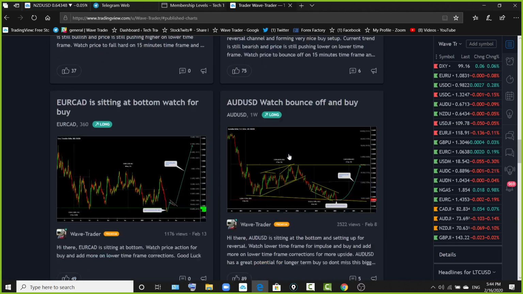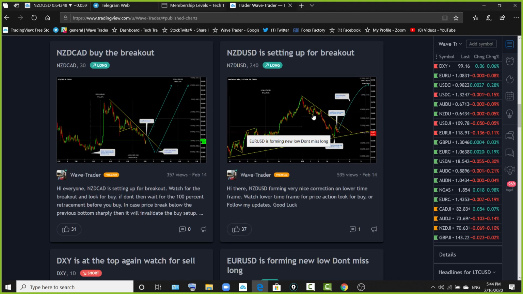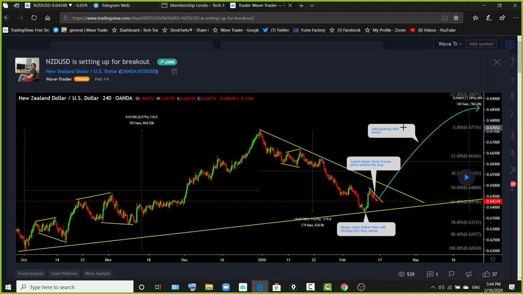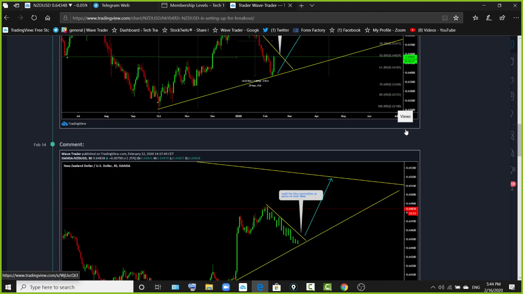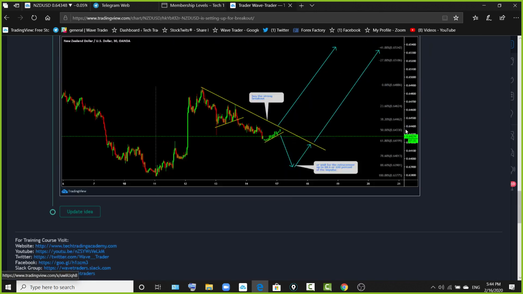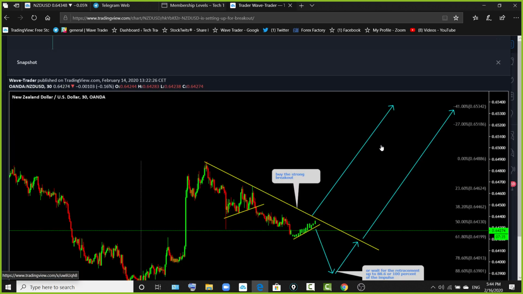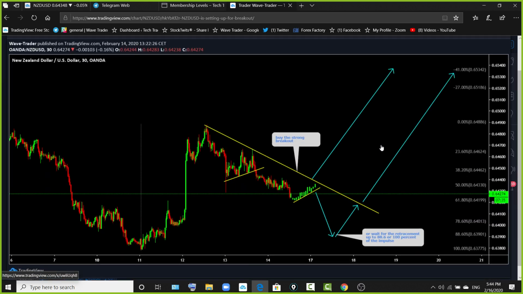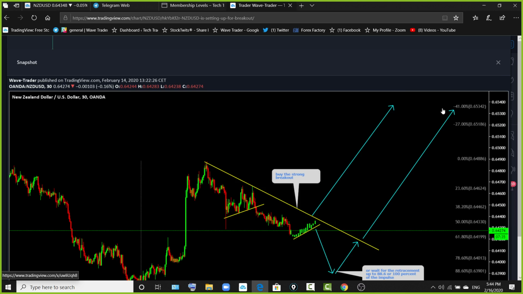This chart. Just look for this chart, the breakout. Just put that chart on your screen and follow that.